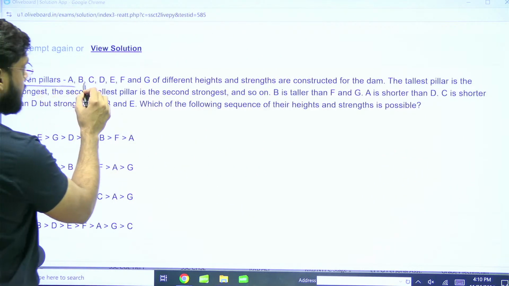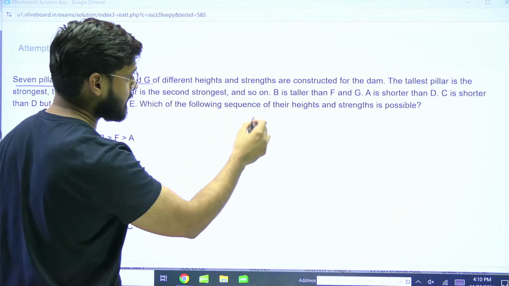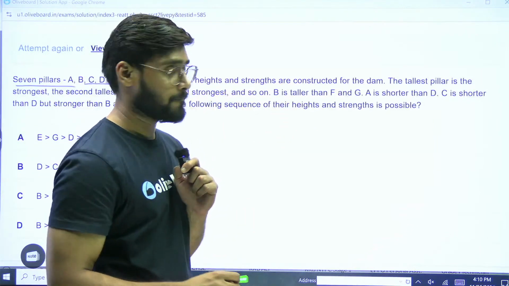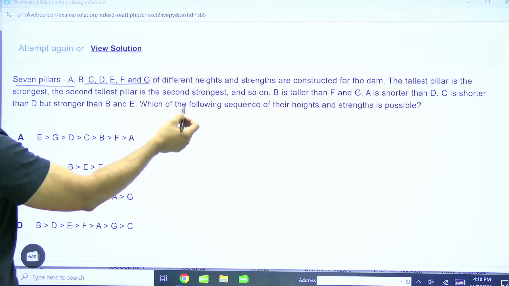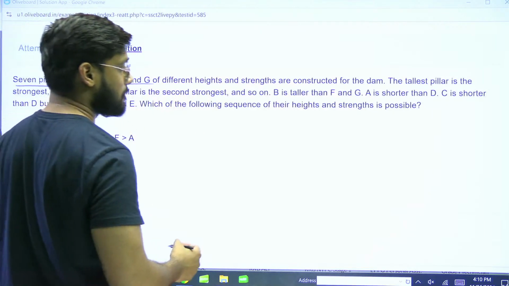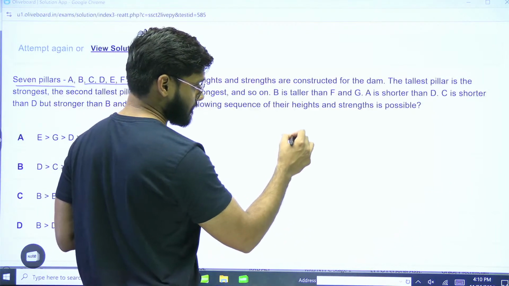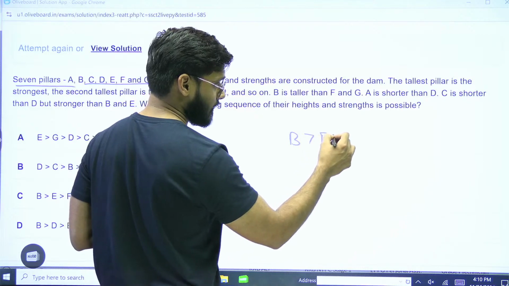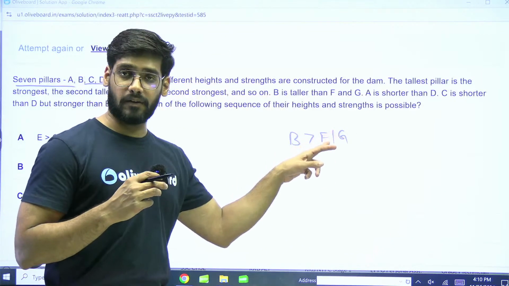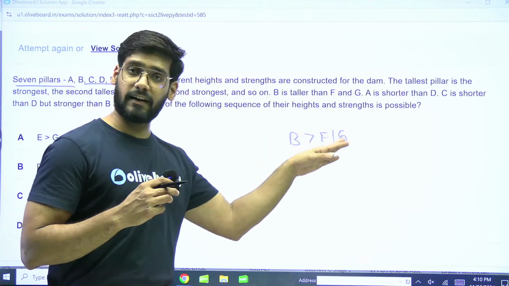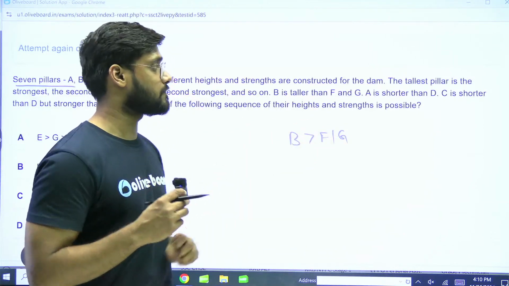Seven pillars A, B, C, D, E, F, G of different height and strength are constructed for the dam. The tallest pillar is the strongest, and the second tallest is the second strongest, and so on. B is taller than F and G. So B will come before F and G. But we are not sure which pillar will come between F and G. Either F can come before G or G can come before F.